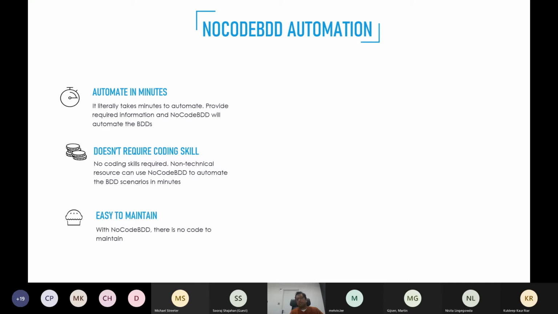And it is easy to maintain because you don't have any code to maintain. All you have to maintain is your features and scenarios, which is nothing but your requirements. So there's nil or very little maintenance. It is very cheap because you don't need a specific automation engineer. You just have to use NoCodeBDD. The basic version is free. If you are planning to use a collaboration version, then there's a cost to pay, but it's cheap as chips.